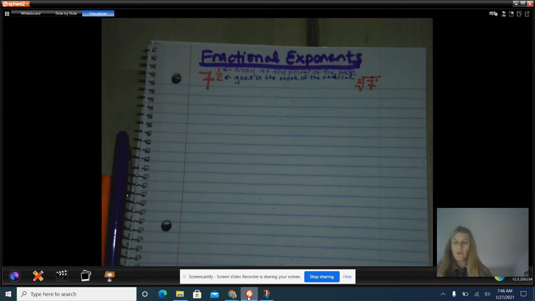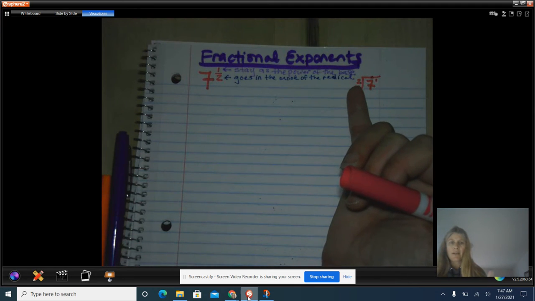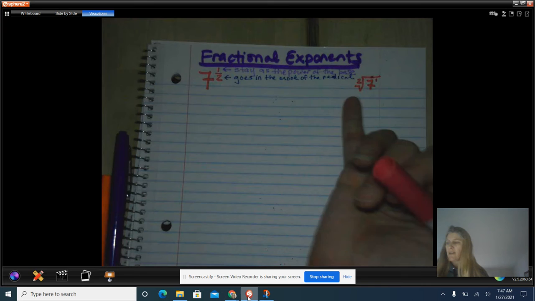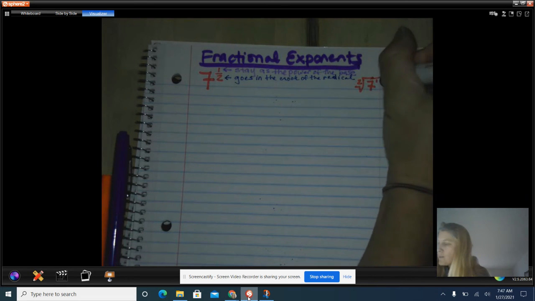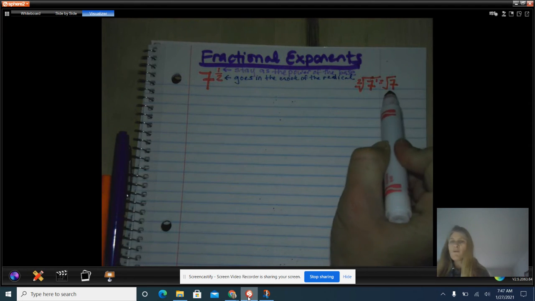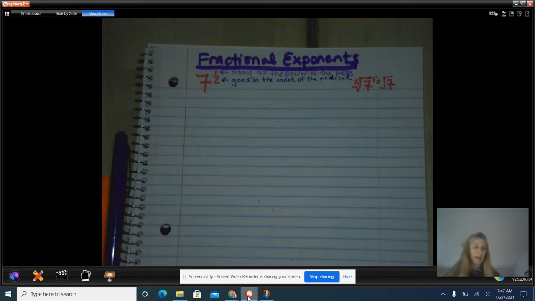Now, whenever we have a square root of any number, like the square root of 16, there's always the invisible 2 there. So it's kind of like to the first power, we don't have to leave that there. And we know anything to the first power is 1. So as we take a look at this, we know that this is going to be the same as the square root of 7. So if I have you write the square root of 7 as a fractional exponent, you're going to write it as 7 to the 1/2 power.